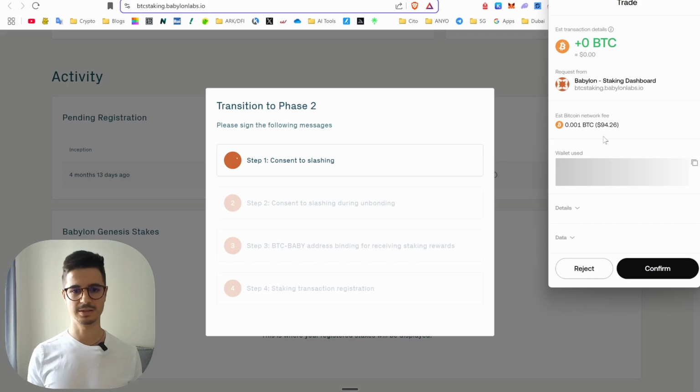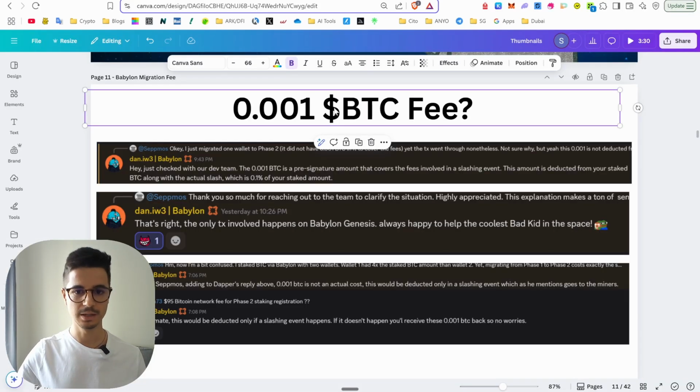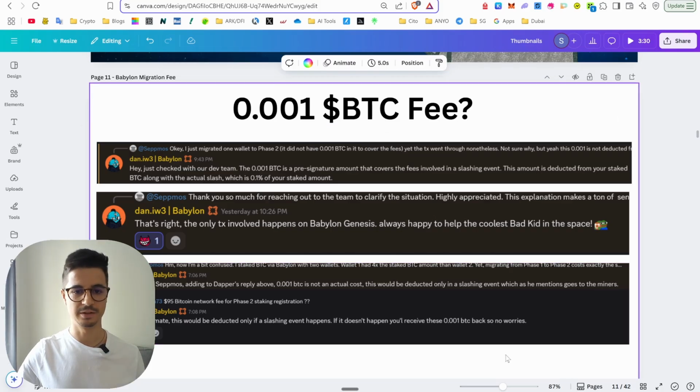First, where does this fee get deducted? Does it get deducted from my active stake, or do I have to keep 0.001 Bitcoin liquid in my Bitcoin wallet in order to pay for this transaction? What's going on? Is there an alternative way to pay less? And yeah, after some back and forth, basically I figured it out, and big shout out here to Dan, who was super helpful on the Babylon Discord. So what's going on with this fee?